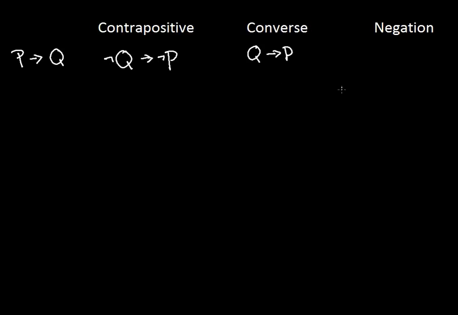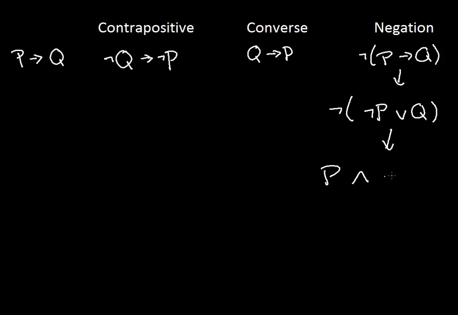And then the negation. Not P implies Q is the same thing as not P or Q, which is the same thing as P and not Q. So you see you have a lot of different options to use when dealing with a negation, which comes in handy, because the more options you have, the better, since it gives you a wider range of tools to work with.